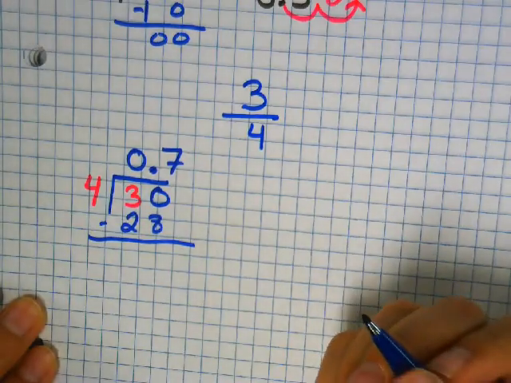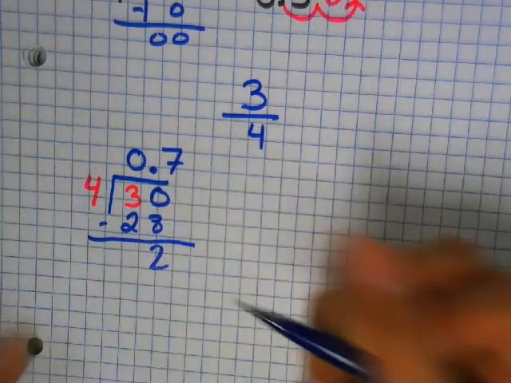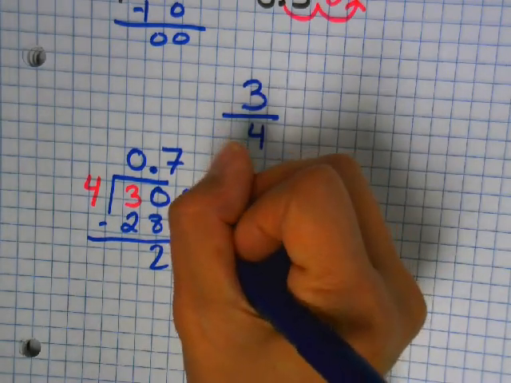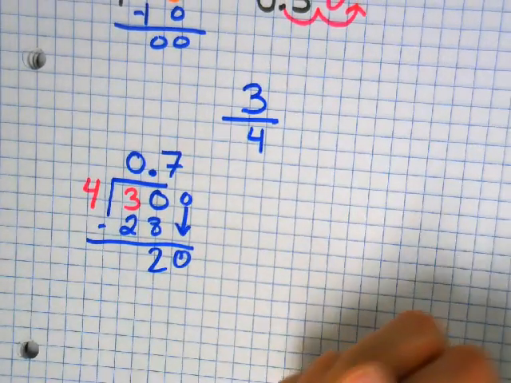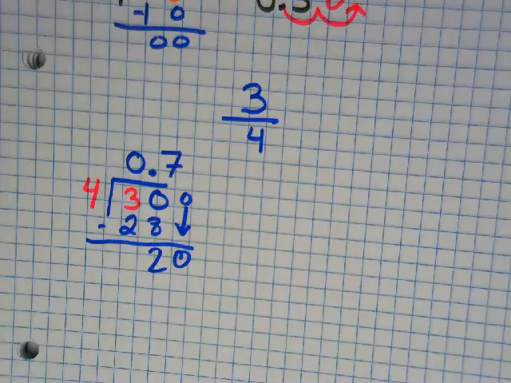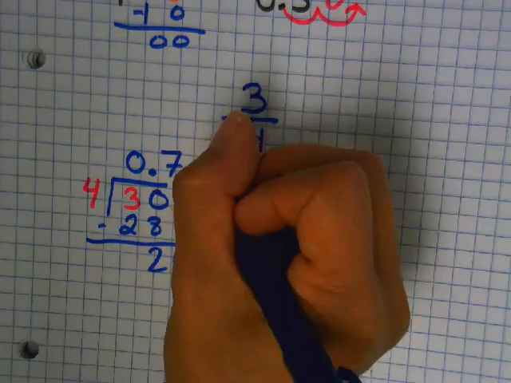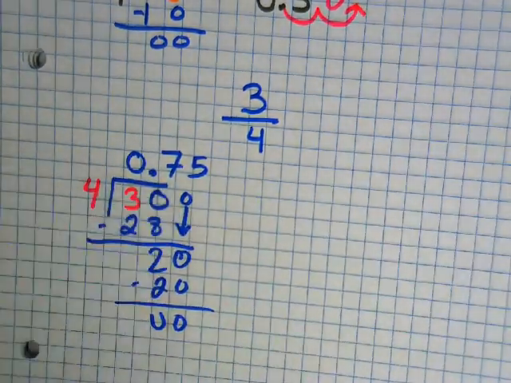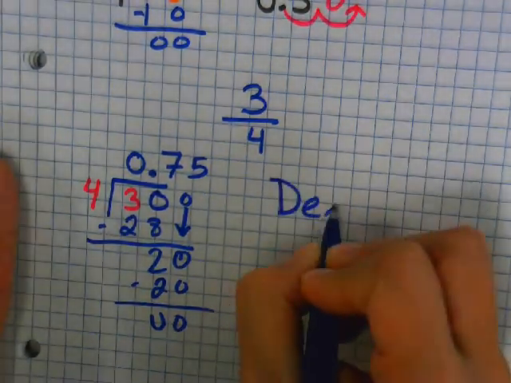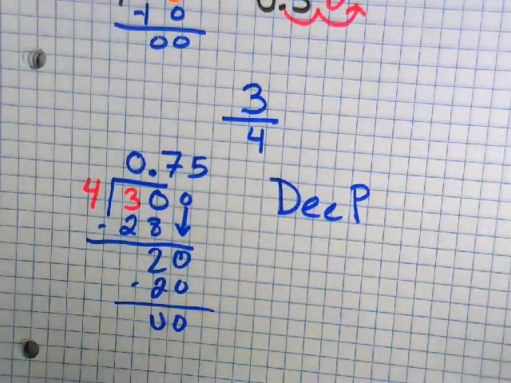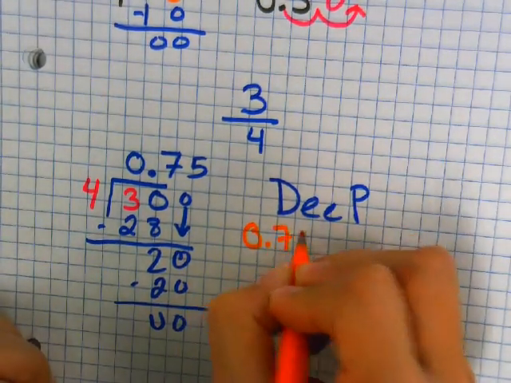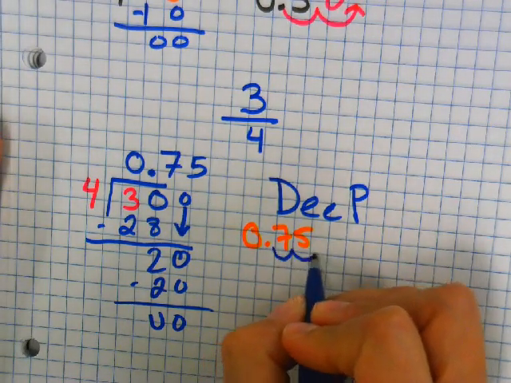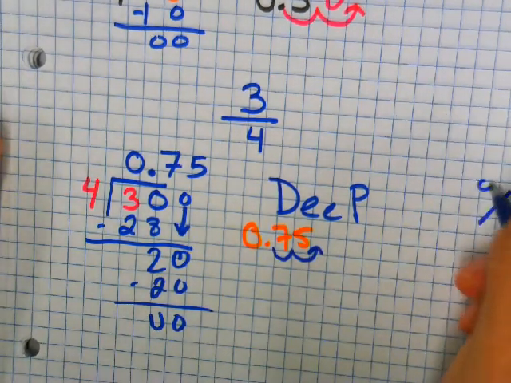What's my remainder? 2. But we don't have remainders in 7th grade. What do we have to do? Add a 0. Bring it down. So now I have 20. How many times 4 are going into 20? 5 times 4. 20. 0. So I have 0.75. 0.75. How many times do I move it? So what is our percent?